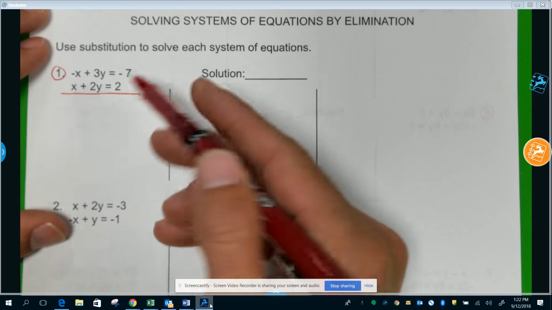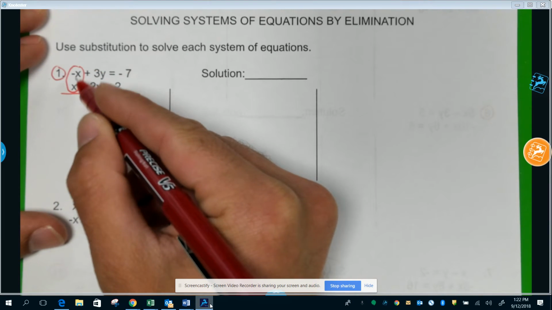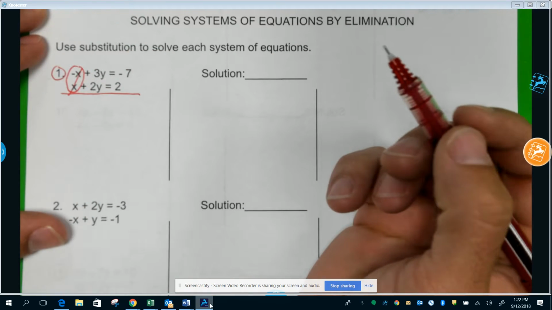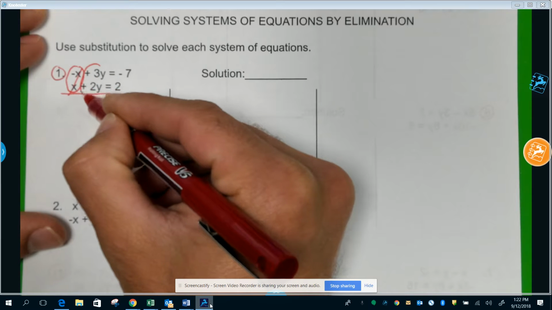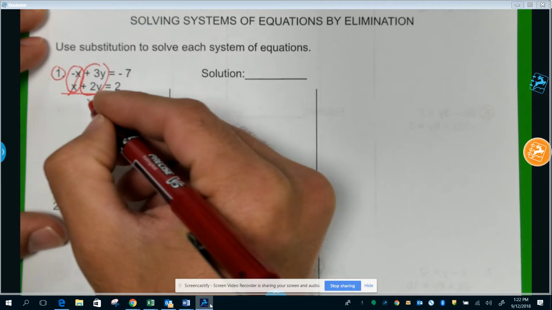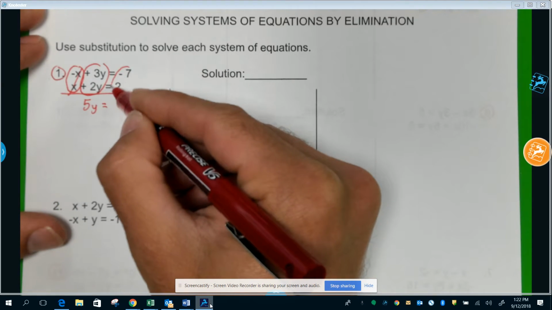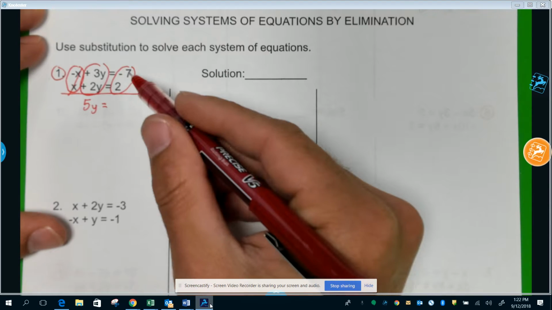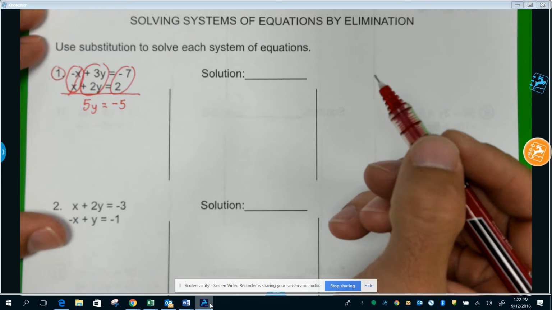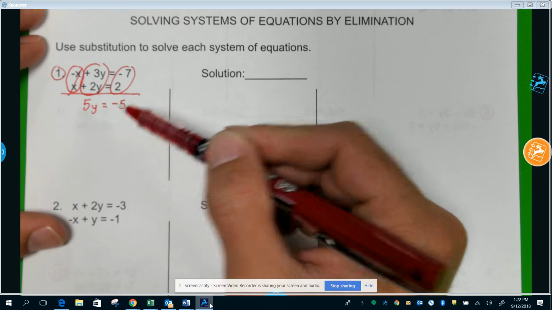So when I combine these x's, negative x plus x, negative 1 plus 1, those x's cancel or they eliminate. When we combine our y's, positive 3y's plus 2 more y's, that gives me 5y's. And then on the right hand side, when we combine these like terms, negative 7 plus 2 gives me negative 5. So since my x is eliminated, then the only thing I have left to solve for is y.